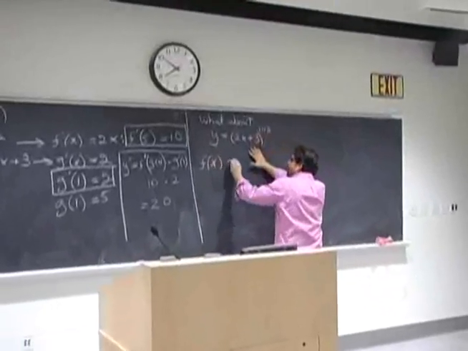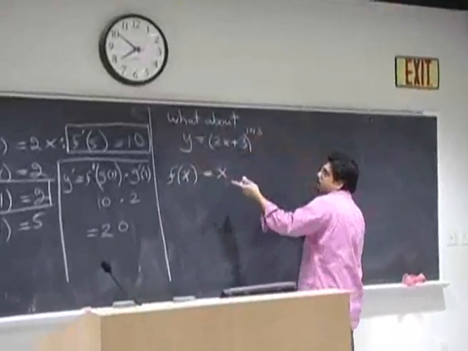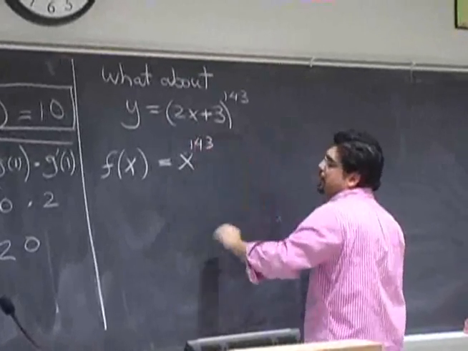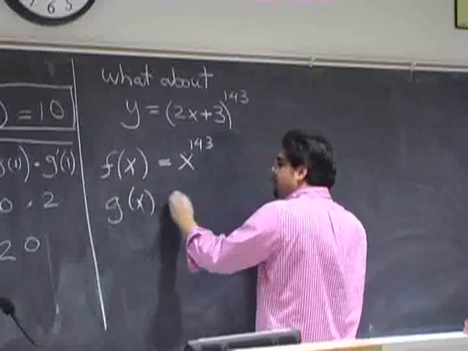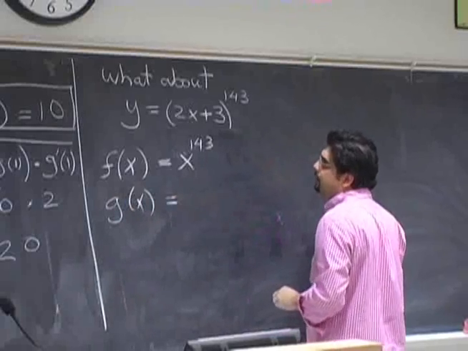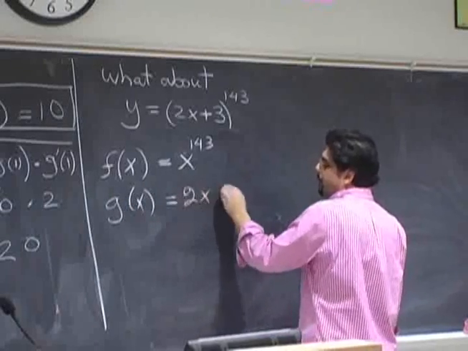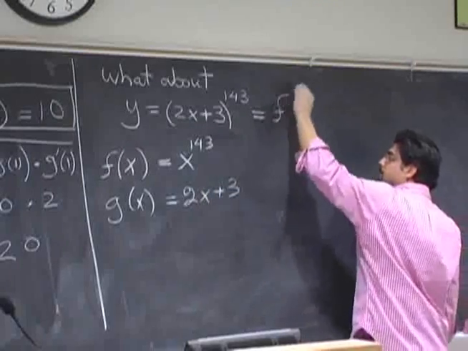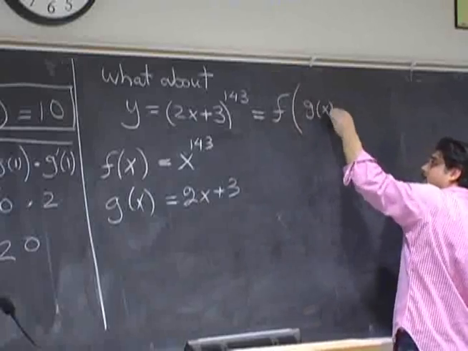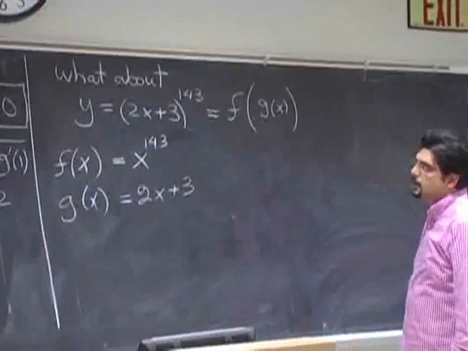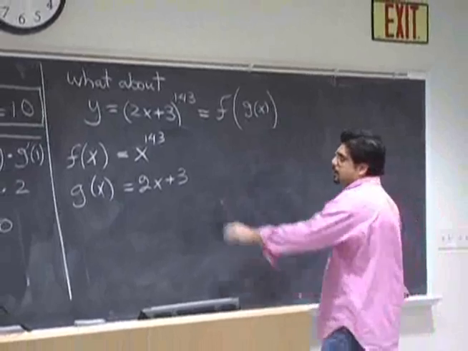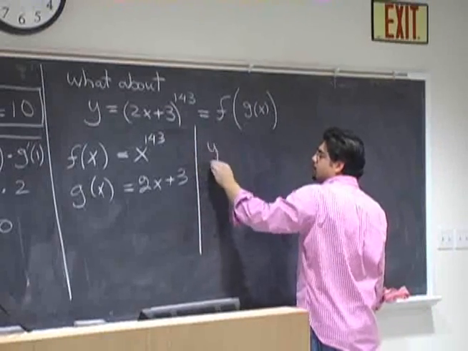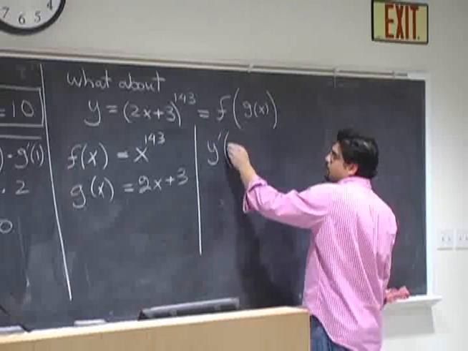One of the functions is a power function that goes to the power of 143. And the other is a 2x plus 3. Okay? So what this really represents is f of g of x. And if what I did there works, then I can very easily calculate the derivative at, let's say, 2.